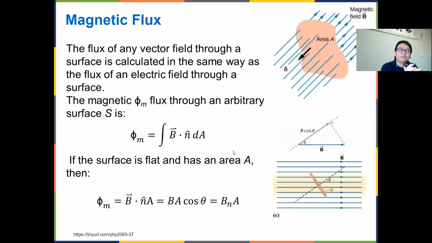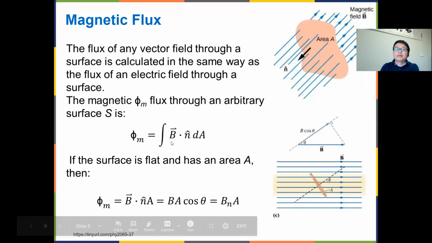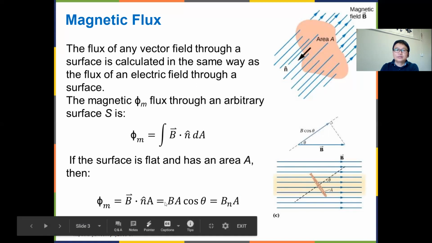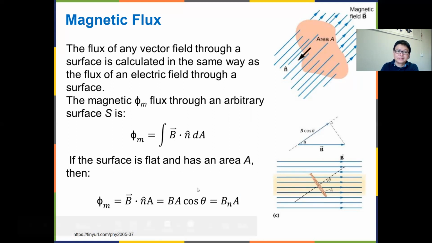Now, the induced current results from the magnetic flux changing. Magnetic flux is defined similarly to electric flux: it is the integral of the B field dotted with the normal direction of the surface, integrated over the whole surface. If B, A, and the angle are not changing, then it's BA cosine theta, where theta is the angle between the B field and the normal direction of the surface.